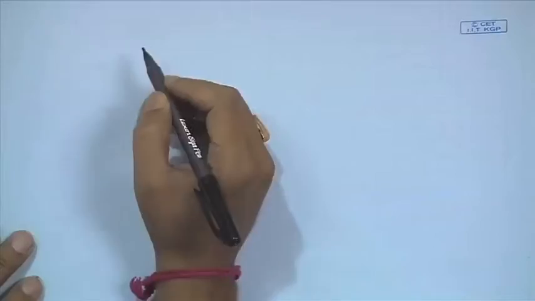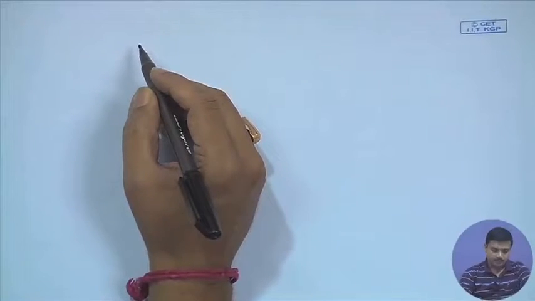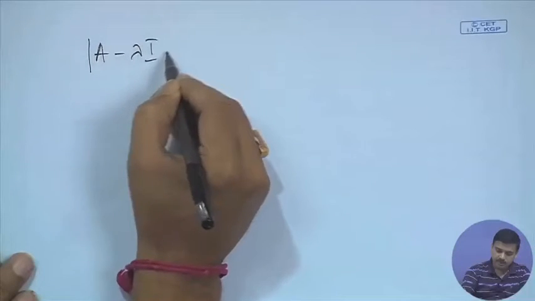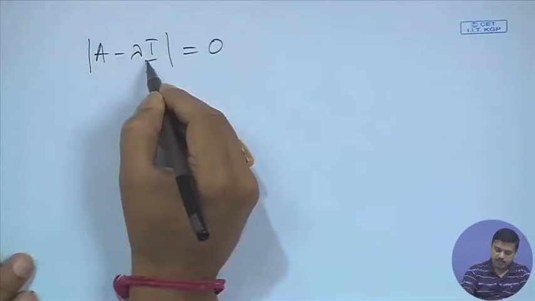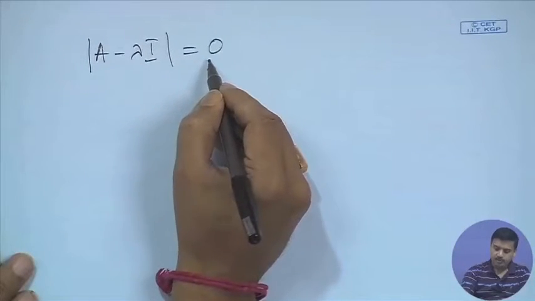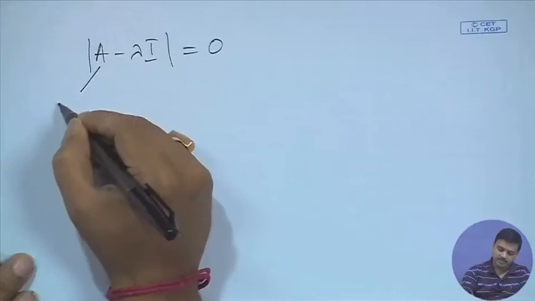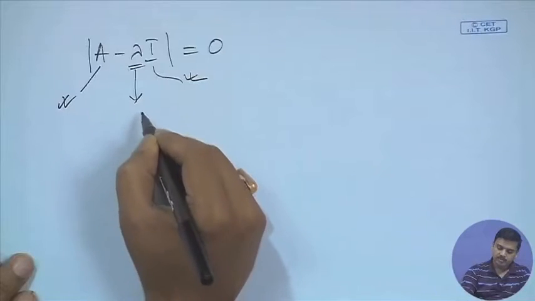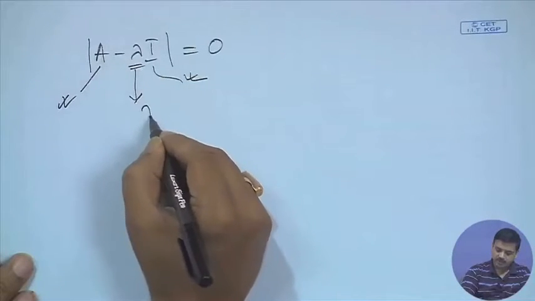Moving forward, we have said that eigenvalues are very important. If I solve the determinant of A minus lambda I equals 0, A is the matrix which is given, I is the identity matrix which is known, and lambda has to be found. So you can solve this equation and you can find the lambdas.